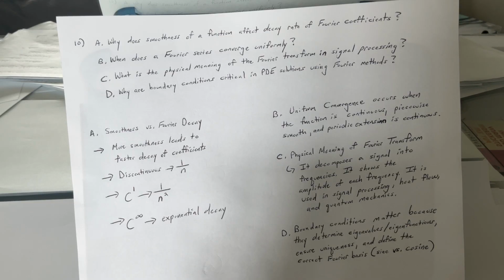And for part D, why are boundary conditions critical in PDE, partial differential equation solutions using Fourier methods? So we could say here boundary conditions matter because they determine our eigenvalues and eigenfunctions. And what they do is they ensure uniqueness and define the correct Fourier basis, whether it be a sine basis or a cosine basis. So that takes care of number 10, and believe it or not, that's all of them.